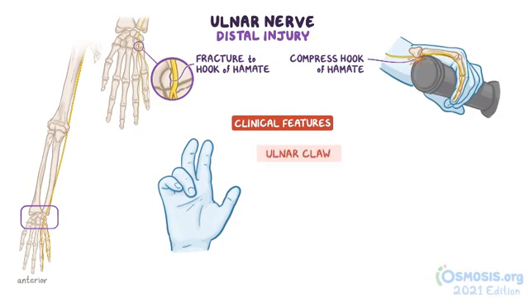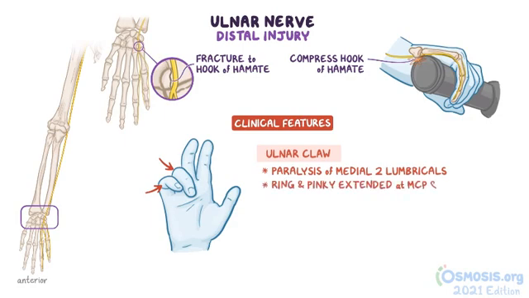This is the exact opposite of the median claw, where this time we have paralysis of the medial 2 lumbricals. So at rest, or when the patient tries to extend their hand, the ring and pinky fingers stay extended at the MCP, and the DIP and PIP stay flexed, and the finger flexors are once again unopposed.